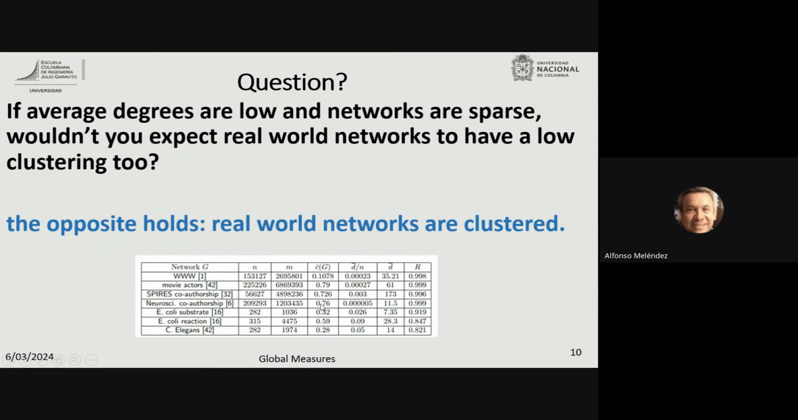Let's concentrate on this column. This column is the clustering coefficient of these networks. Look, 0.59. Look, 0.1, listen to me, 0.1 is a high clustering coefficient. A low clustering coefficient would be 0.000. These coefficients are high. This is not so high, but it's not bad. We're going to see later, it's not bad.